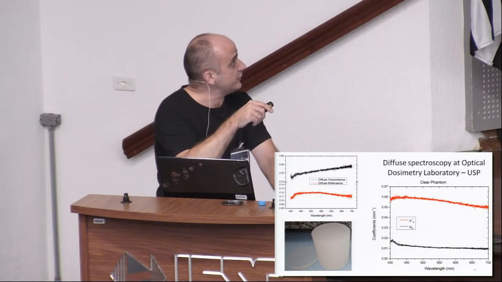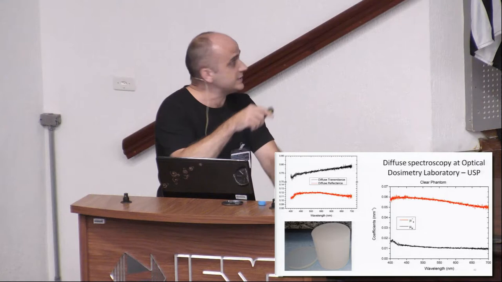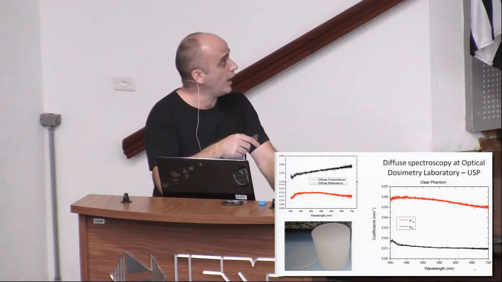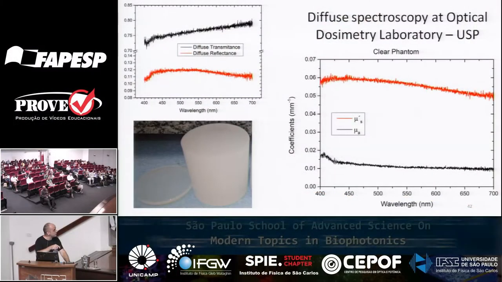Here we have the reflectance in red and the transmittance, and we give these as input for the inverse adding-doubling algorithm, and we obtain the absorption and scattering coefficients. These are the results from this phantom that we named clear phantom, low turbidity.